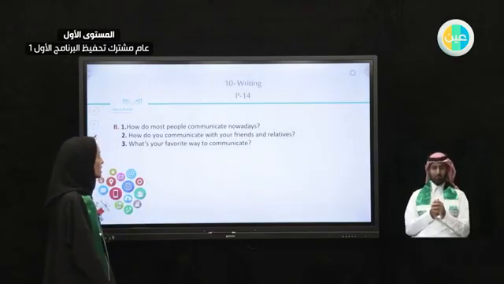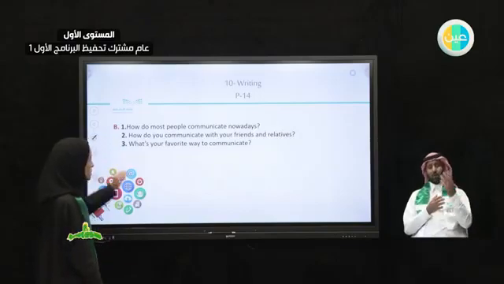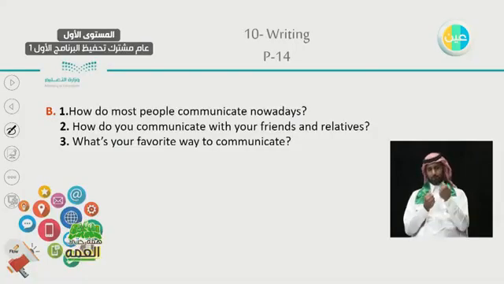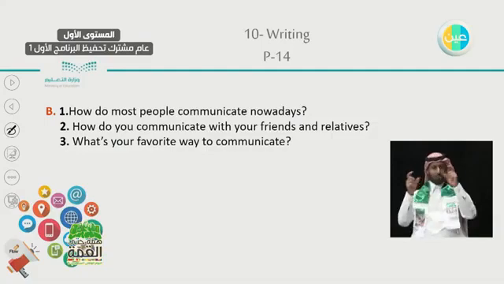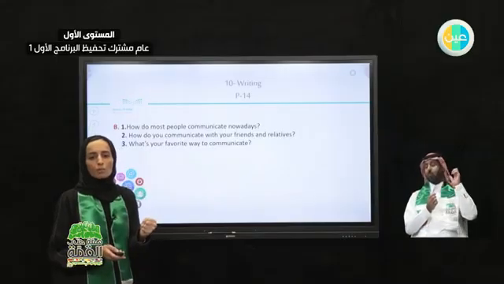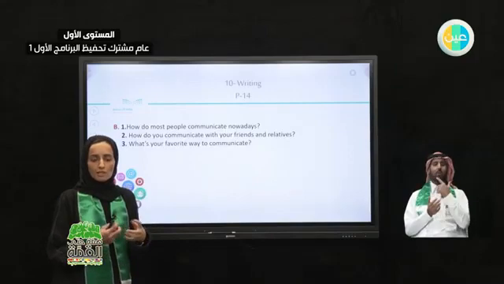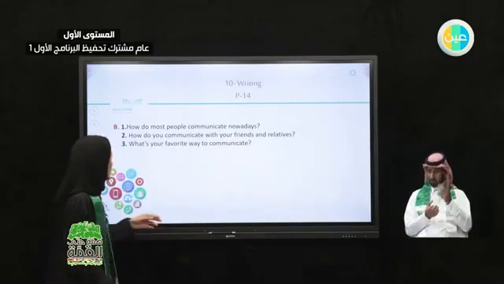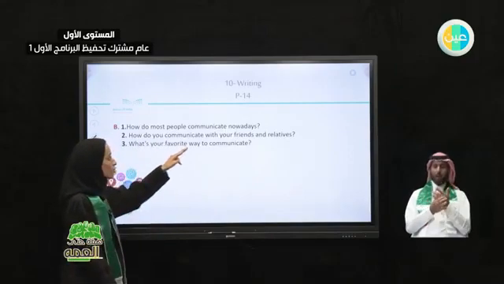Now we will go to page 14, exercise B, and we will get to another topic, which is the idea of communication. How do you usually communicate? How do most people communicate nowadays? These days, let's say in 2019, how do people communicate? Do we use letters? What do we use? And how do you communicate with your friends?